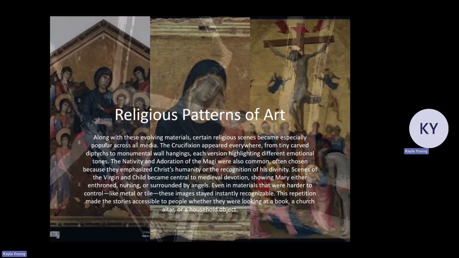Even though the materials changed, certain religious scenes stayed consistently popular across all formats. The crucifixion is one of the clearest examples. It appeared everywhere, from tiny ivory pieces to large tapestries. The Nativity and the adoration of the Magi were also really common, mostly because they highlighted Christ's humanity and divinity.